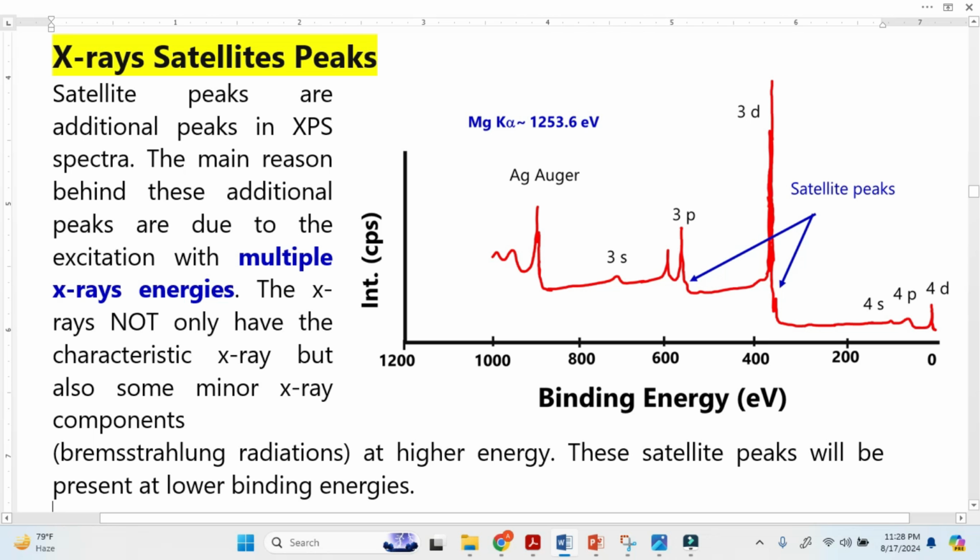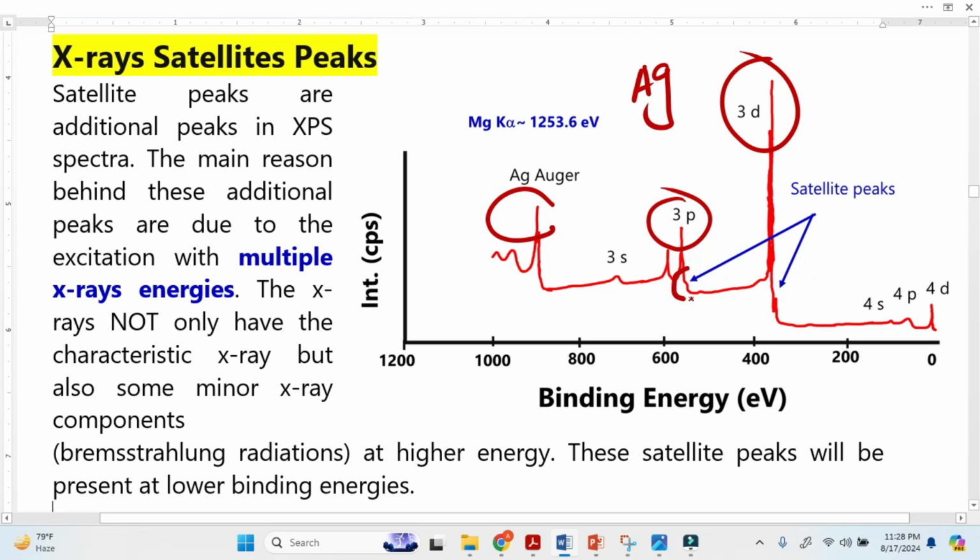Look, this is the standard XPS spectrum for silver. We can see that there are photoelectron peaks and also Auger peaks. But there are also additional peaks, this one here and this one. These are called X-ray satellite peaks, because there are also other types of satellite peaks such as shake-up and shake-off, but these peaks are called X-ray satellite peaks.